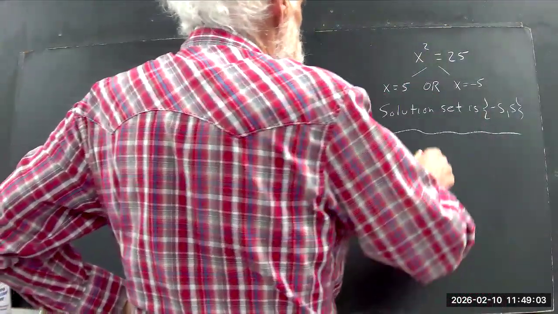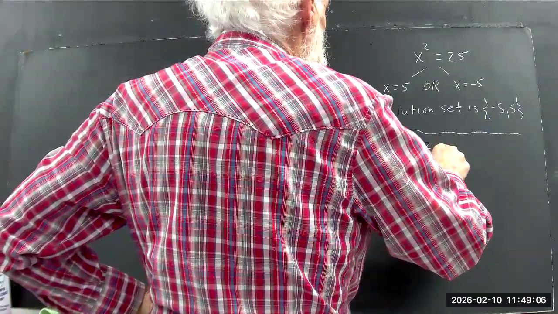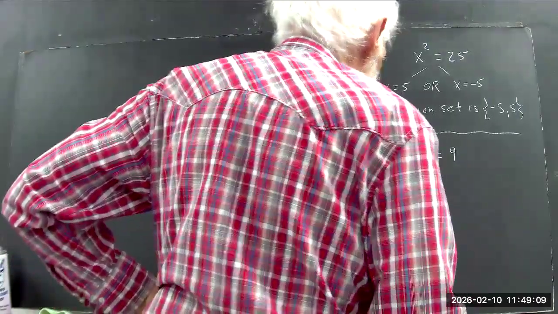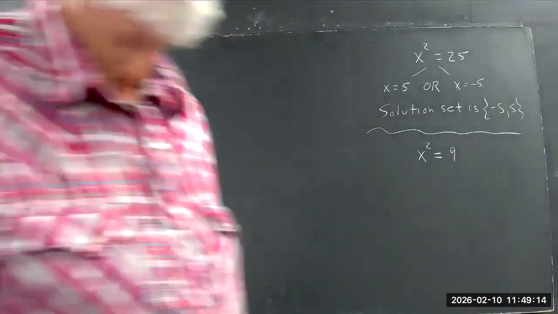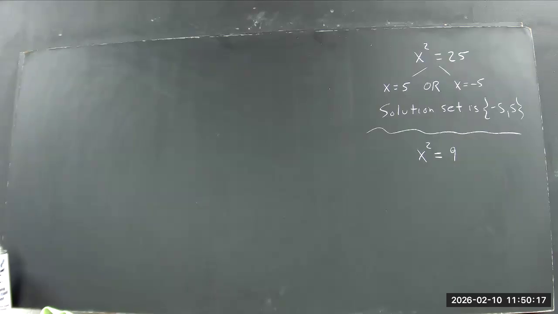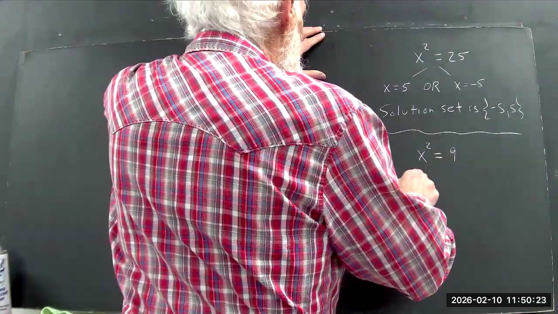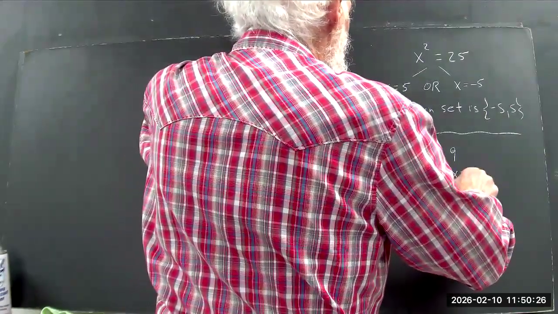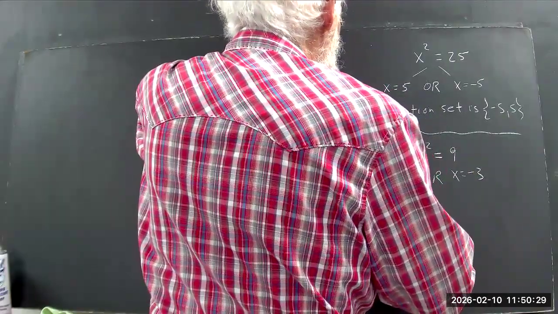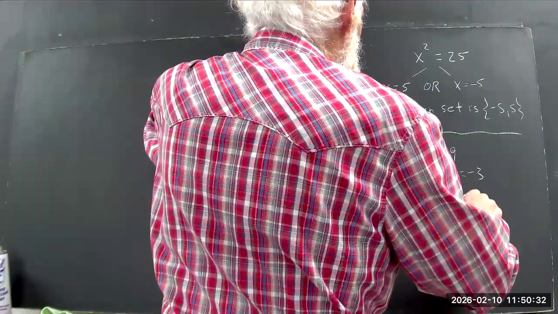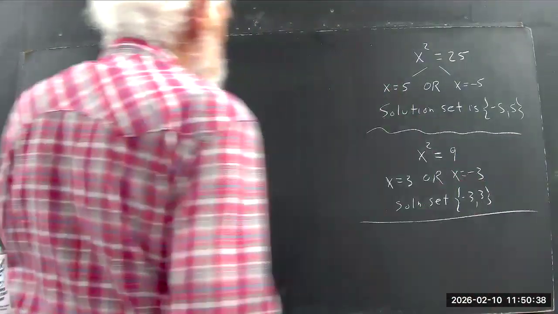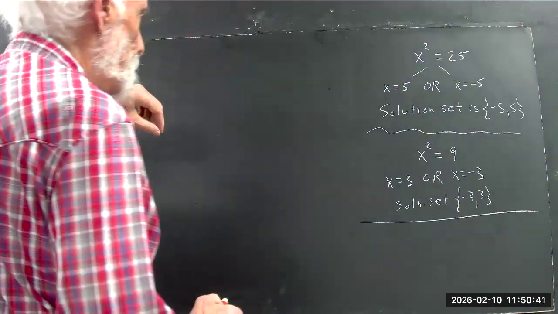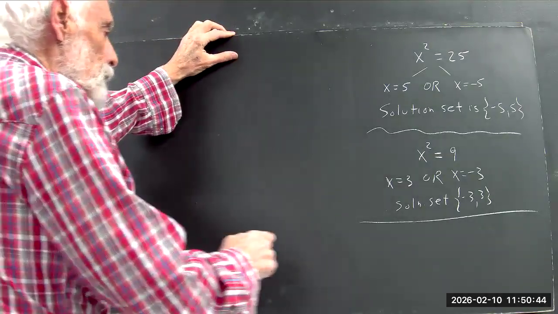Okay. Let's see. Solution to x squared equals 9. As I expected, everybody wrote it out correctly. You might not have written out the solution set, but it's a good habit to do that. Okay, now let's see if you can solve this one.